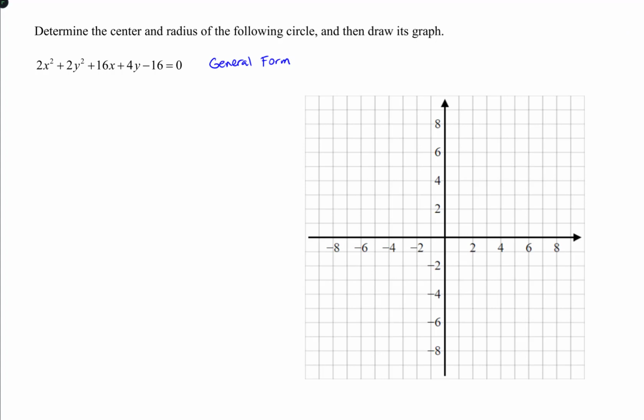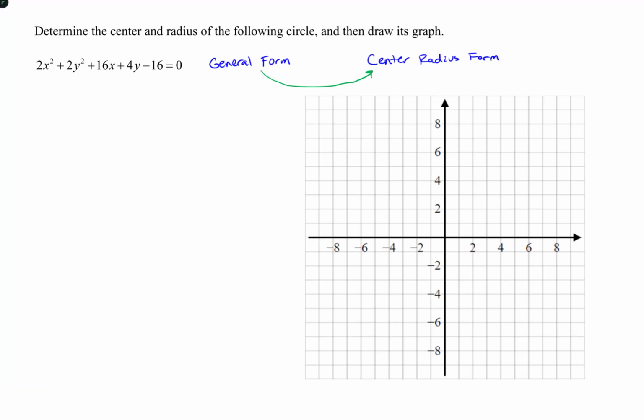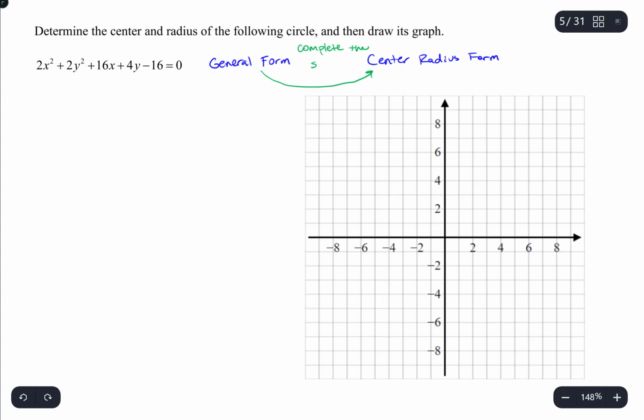So in order to draw this graph, the best thing for us to do is to transform this into what's known as center radius form. Now, in order to get from general form into center radius form, that transformation happens through the process of completing the square. Now, we would need to complete the square in both the x and the y values. So we'll go ahead and get started doing that.